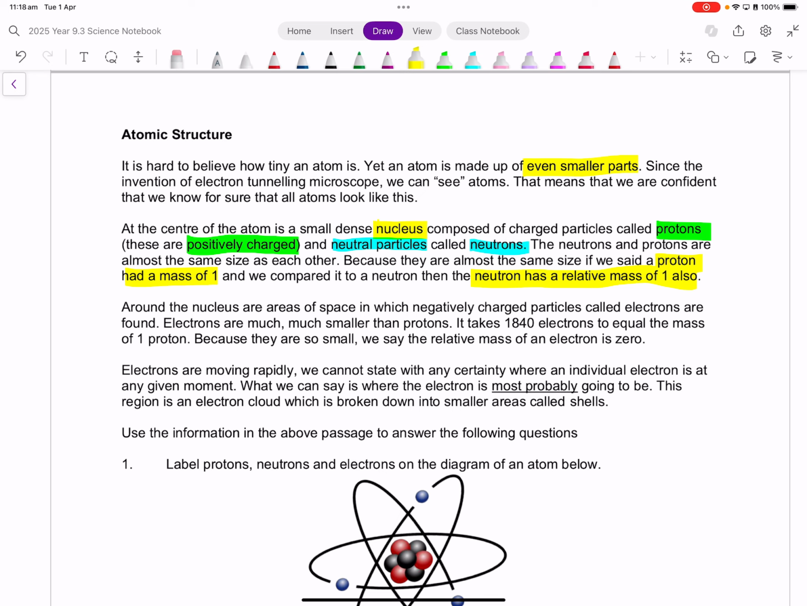5. Okay. So around the nucleus now, there are lots of areas of space, and this is where we have negatively charged particles. And then these negatively charged particles are called electrons. Okay. Now electrons are very, very, very small. They're smaller than protons. So it takes about 1,840 electrons to equal the mass of 1 proton. Okay. So with that, we generally say that the mass for electrons is 0 because the mass is so tiny that it doesn't really affect us too much.